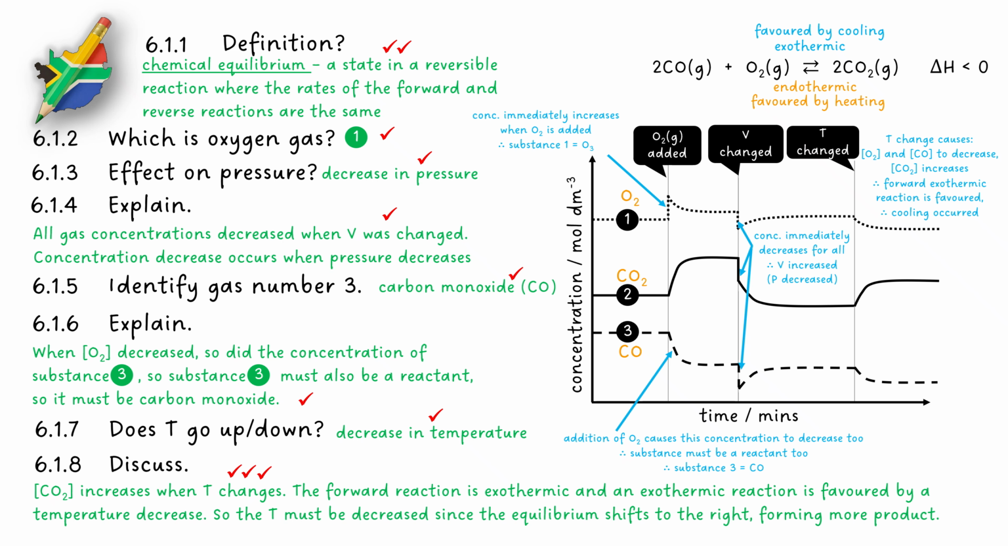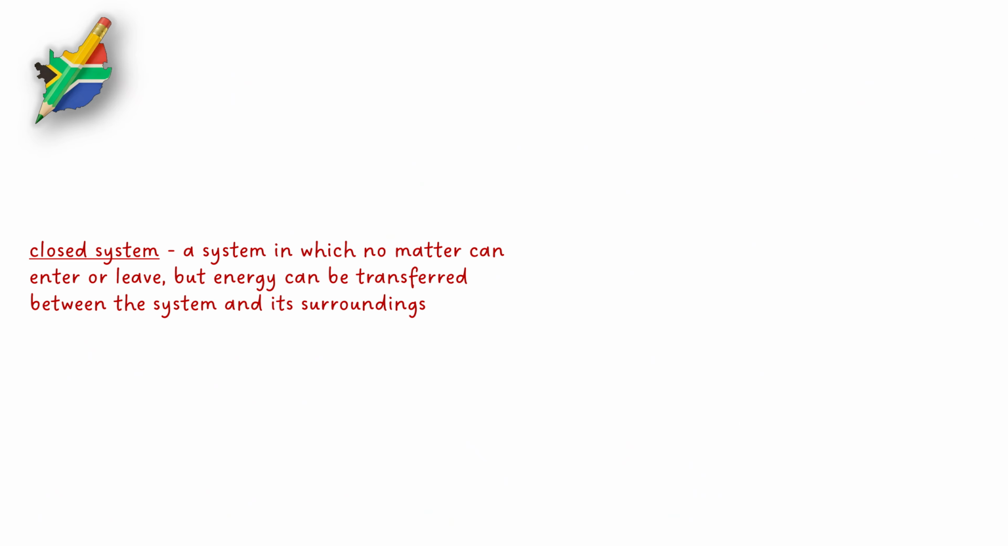This question has several subparts, all to do with a gaseous equilibrium occurring in a closed system. A closed system is one where matter cannot enter or escape because the vessel is sealed, but energy can move to and from the system. This is the reaction at equilibrium.